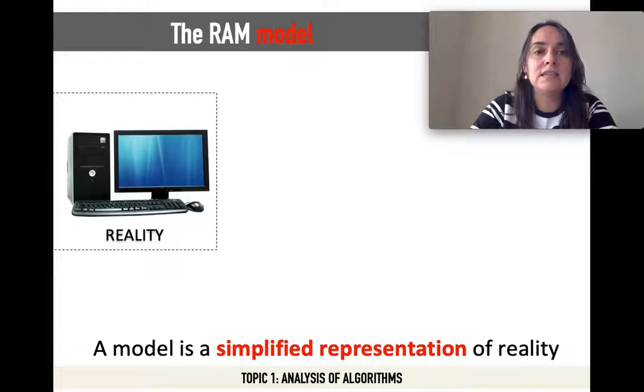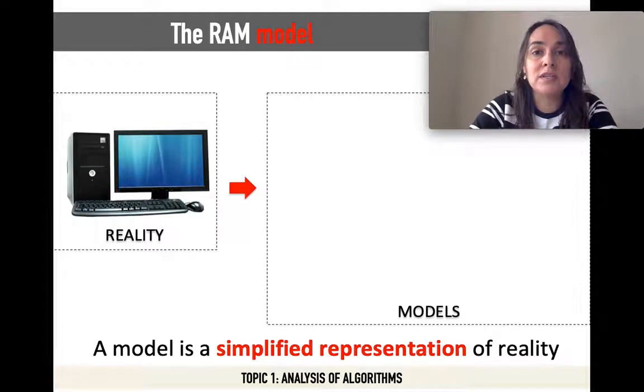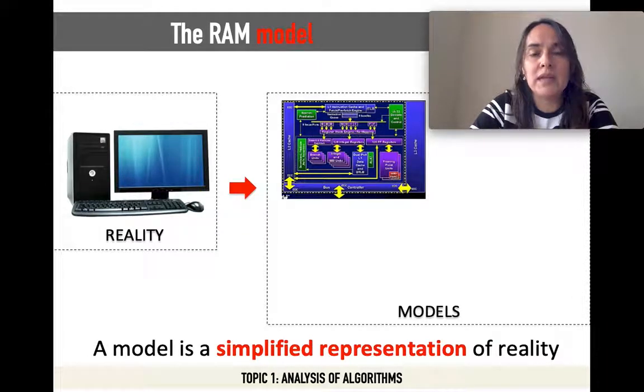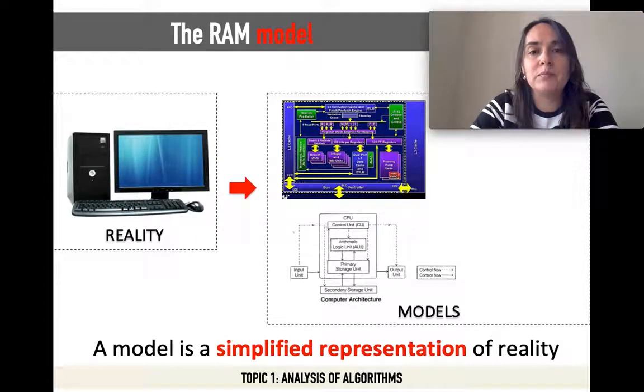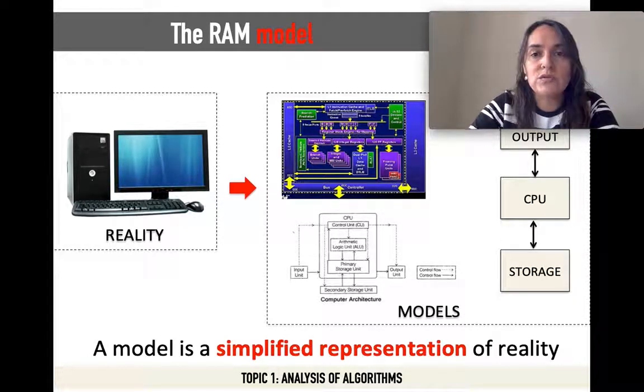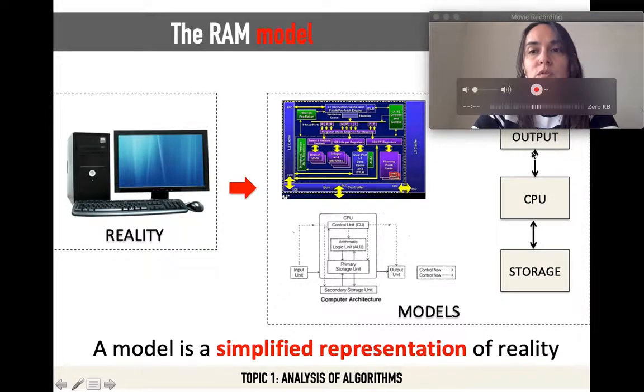So our reality is a computer. A computer is a complex creature, so you really don't want to deal with all the details inside a computer. Instead, you develop a model that is simple enough to analyze what you want. We can choose a model that is very complicated, but it's not going to do us any favor. We can start abstracting things and get simpler and simpler models until we get a model that is really useful for us. In this course, this model is going to be good enough for us.